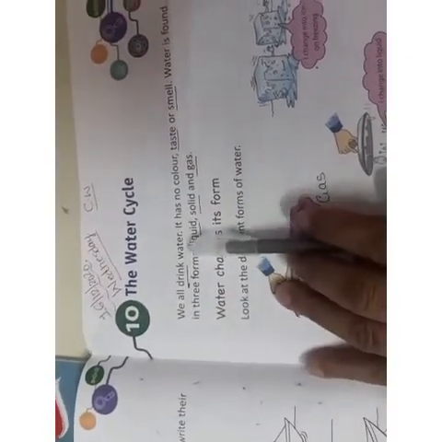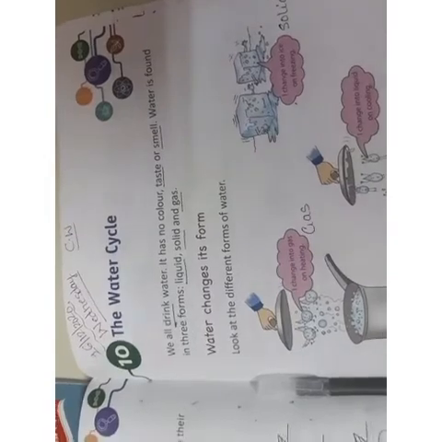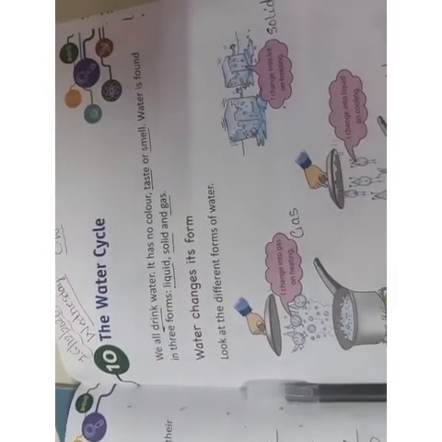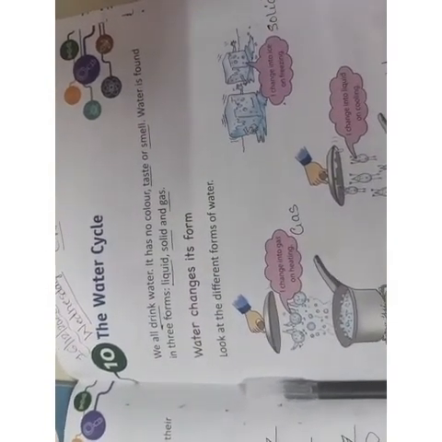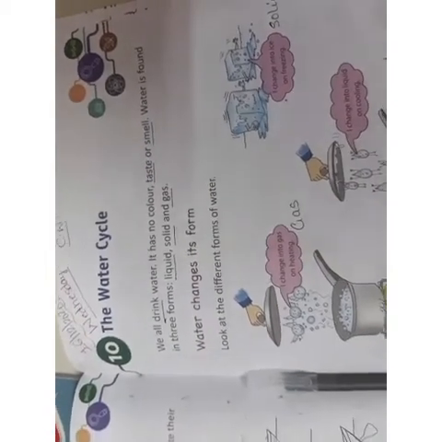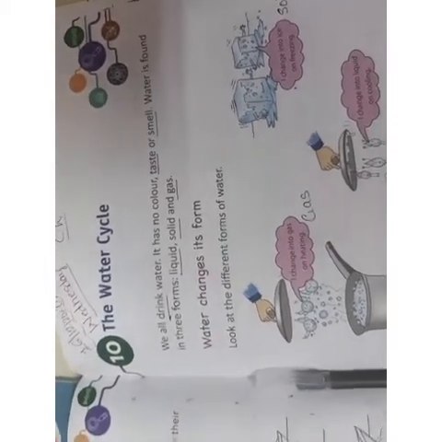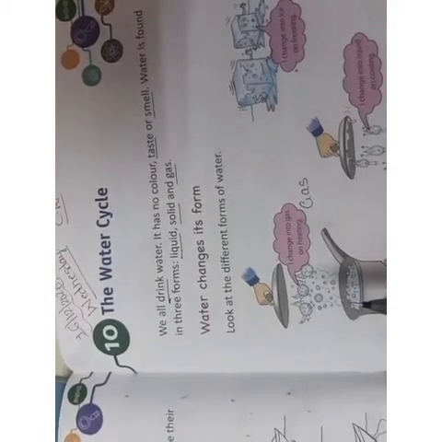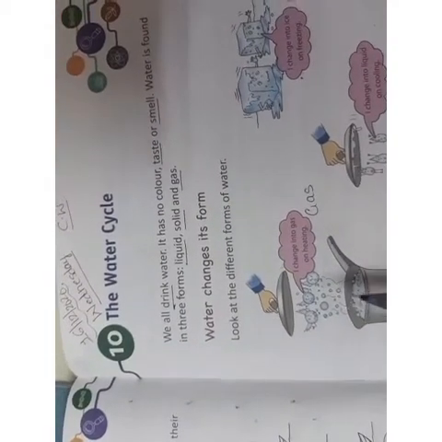Now we'll read this. We all drink water. It has no color, taste or smell. हम सब पानी पीते हैं. You all know that water is colorless and tasteless and odorless. पानी कैसा है? Colorless, tasteless और odorless है. मतलब कि इसमें कोई smell नहीं है, कोई color नहीं है और कोई taste नहीं है. That we have already read. And we all drink water because you all know that without water no life is possible on the earth.